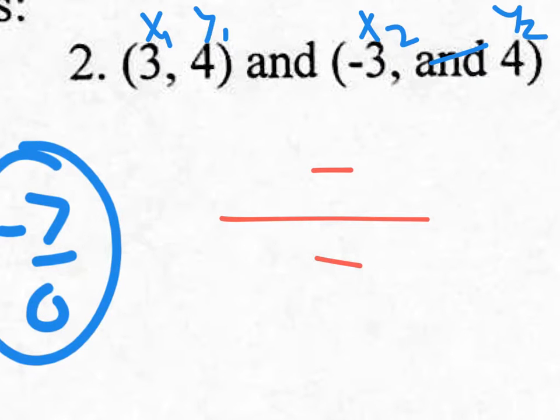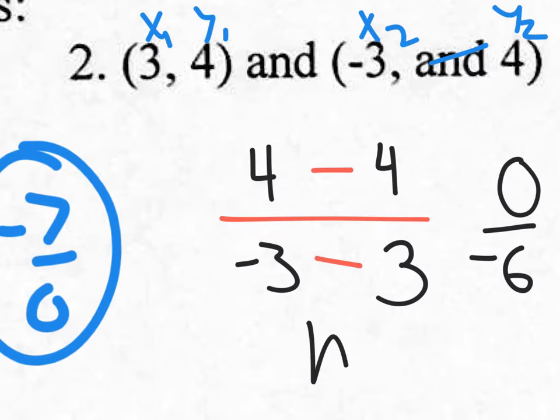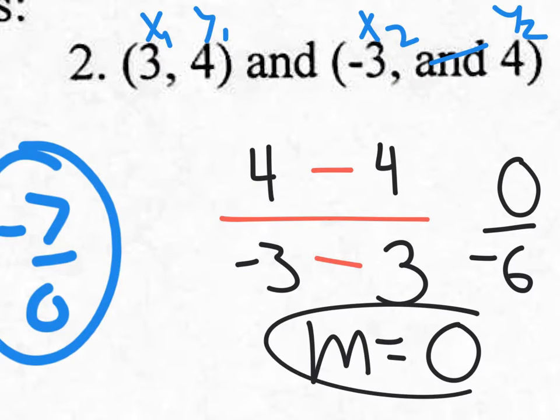So what do I have? y2 minus y1. I have 4, take away 4. And x2 is negative 3 minus x1, which is positive 3. So I end up with 0 over negative 6. Right there, the slope is 0. That would be your final answer.